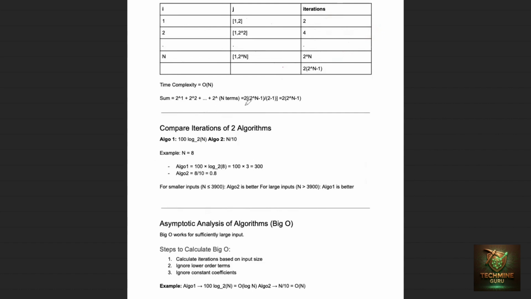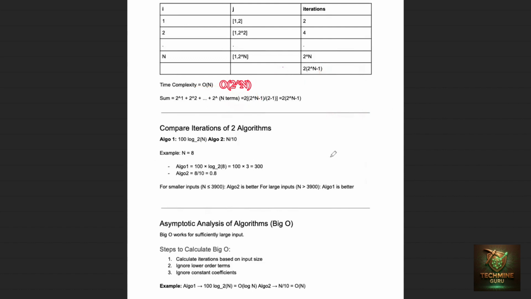which we learned in the previous class. So 2 to the power 1 plus 2 to the power 2 and so on, we are summing up all the iterations. Using the formula a into r to the power n minus 1 divided by r minus 1, we get 2 into 2 to the power n minus 1 divided by 2 minus 1. So the total time complexity will be O of 2 to the power n, right?